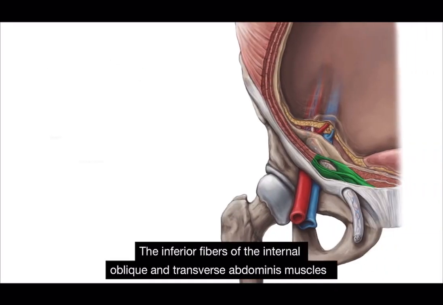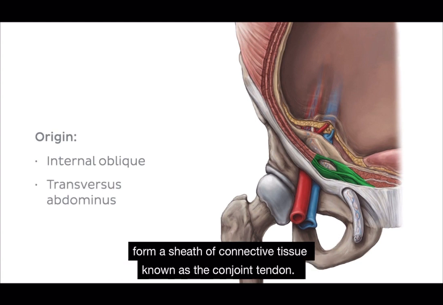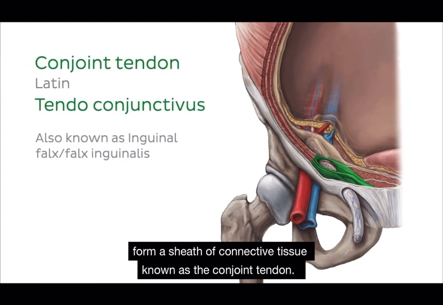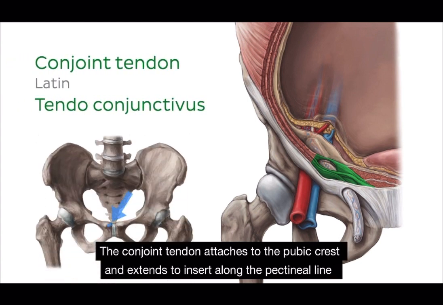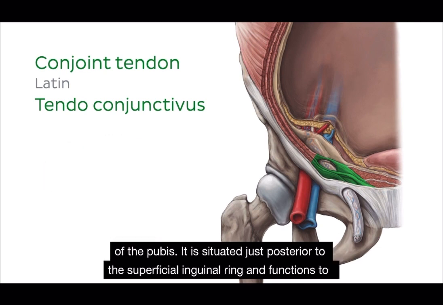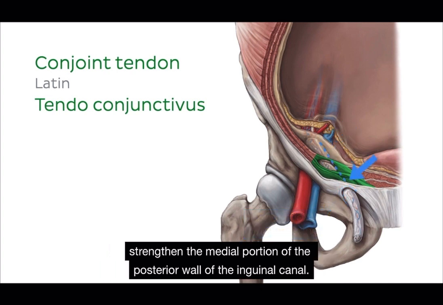The inferior fibers of the internal oblique and transverse abdominis muscles form a sheath of connective tissue known as the conjoint tendon. The conjoint tendon attaches to the pubic crest and extends to insert along the pectineal line of the pubis. It is situated just posterior to the superficial inguinal ring and functions to strengthen the medial portion of the posterior wall of the inguinal canal.